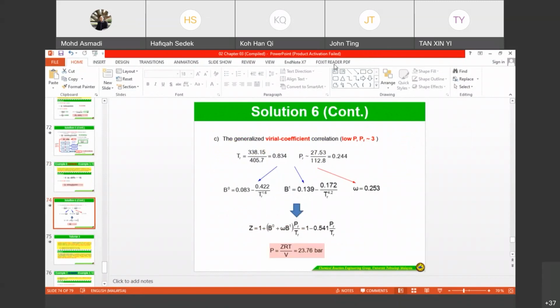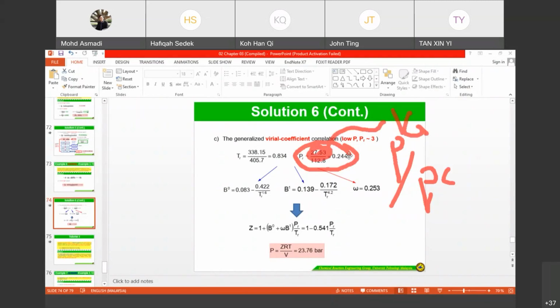If you look at here, P divided by PC. Generally, if we use the approximation from the ideal gas, that's why we get 0.244. So it's around 3, so we can still consider to use a virial.